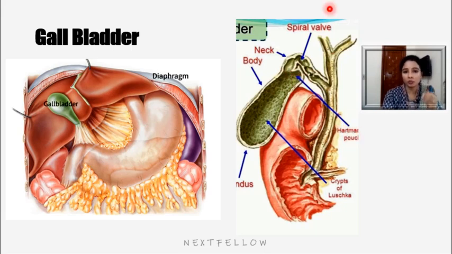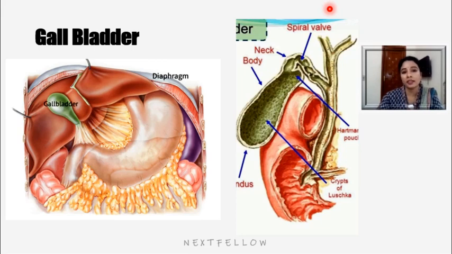Hartmann's pouch is a small pouch which may extend from the neck, and it is mainly important in pathological changes. It is the site for gallstones, because it lodges the gallstones. So that is the important thing.